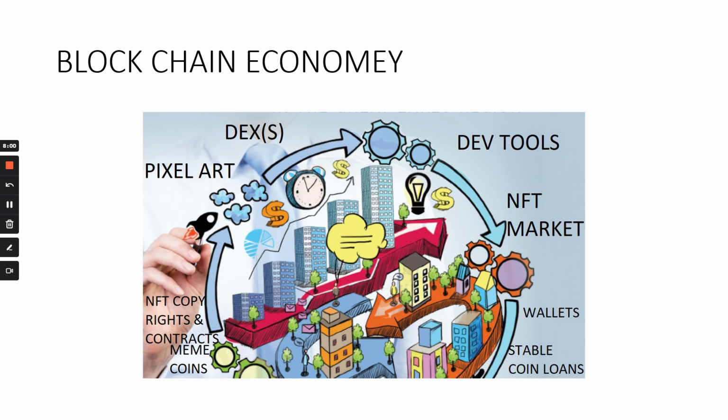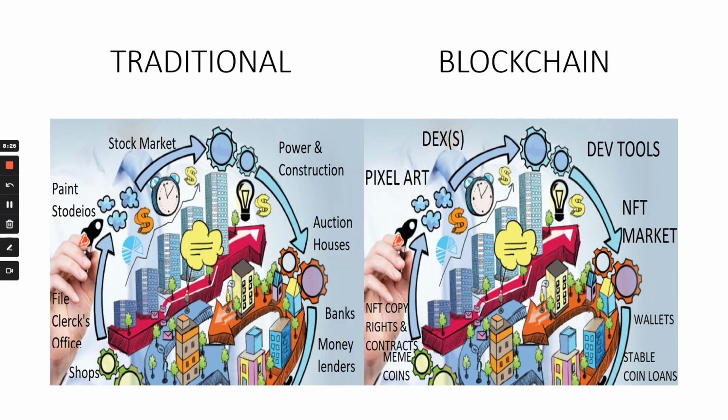So DEXs, dev tools, NFT markets, wallets, stablecoin loans, NFT copyrights, contracts, meme coins, and pixel art. Wow, there's a lot going on in Ethereum. That is why the currency is so valuable. Like the US dollar is worth so much because you want to get in on that economy. Wow, all right, I'm seeing where the excitement's coming from. But what is all this junk? What is a DEX? What is a dev tool?